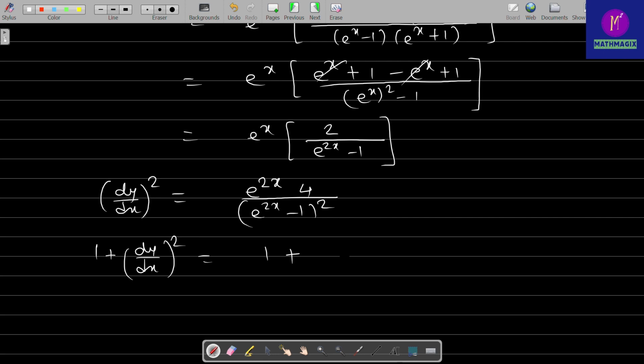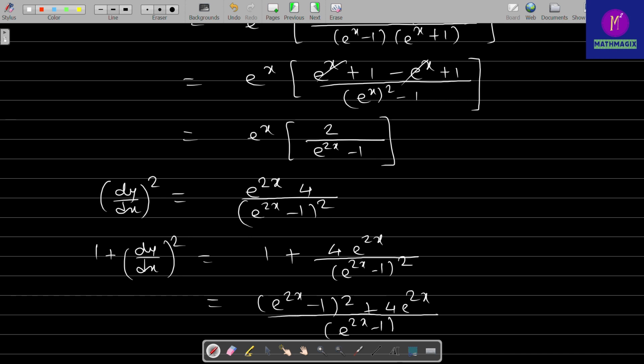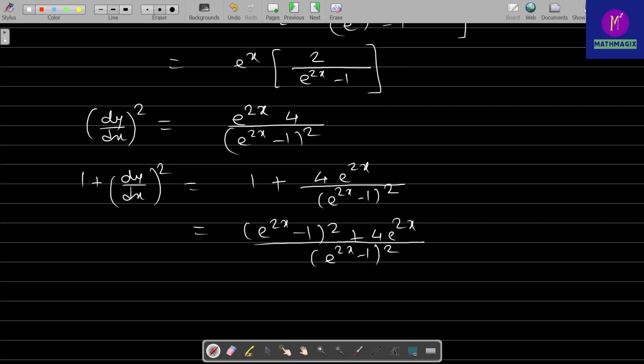So this is 1 + 4e^(2x) divided by (e^(2x) − 1) the whole square. Let us cross multiply. We will get the answer as (e^(2x) − 1)² + 4e^(2x) divided by (e^(2x) − 1)². Then obviously we are going to solve this, and we know the formula of (a − b)², so we can apply that here so that we will get (e^(2x))², which is nothing but e^(4x) − 2e^(2x) + 1 + 4e^(2x) divided by (e^(2x) − 1)².